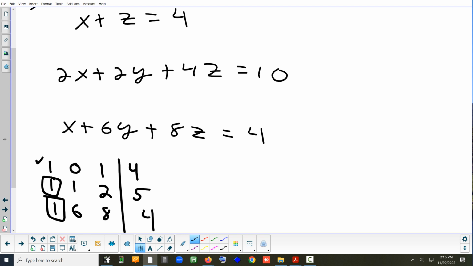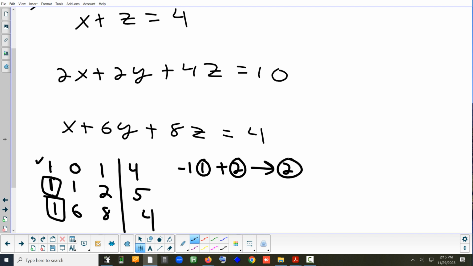What could we multiply row 1 by and then add it to row 2 so that number becomes a 0? Negative 1. So we're going to do -1 times the first row, add it to the second row, and that's going to take the place of what's in the second row right now.